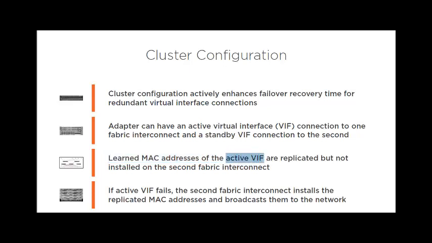active VIF. Not all the servers will be active on one Fabric Interconnect. For the active VIF, it will have the installation of the MAC table, and it will also replicate to the standby, but the secondary, the standby, will have the replicated copy, but it won't install it. If the active VIF fails, the second Fabric Interconnect now installs the replicated MAC addresses and broadcasts them to the network. This we just now saw. So this is how the high availability works. This is the reason why we need two Fabric Interconnects.